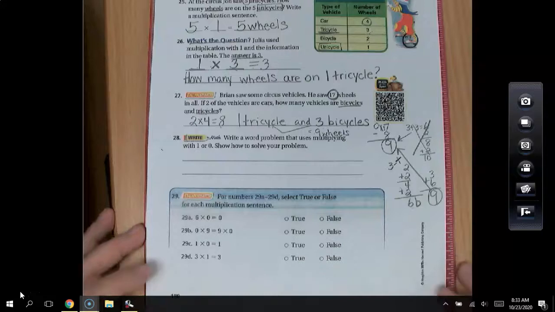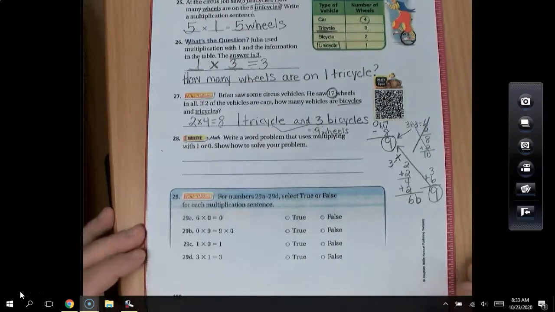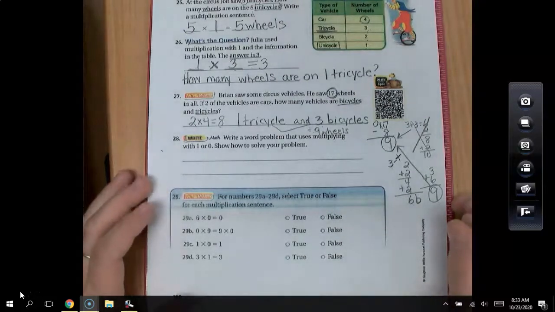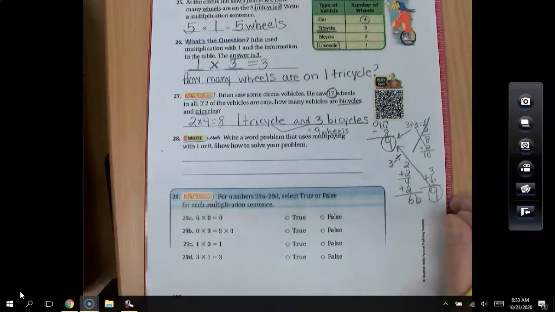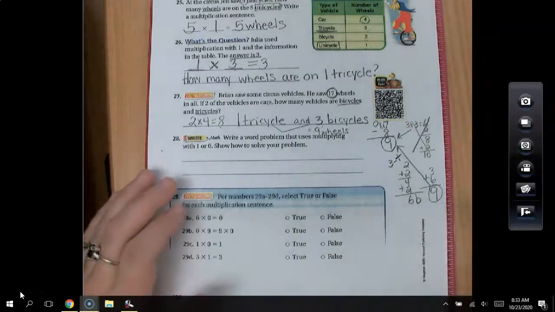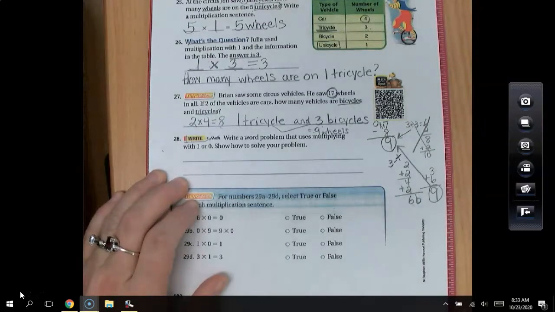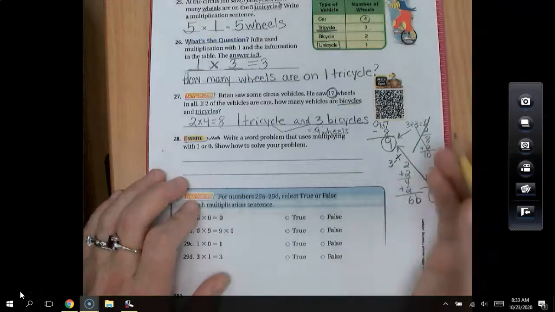Okay, our next one is 28. It says write a word problem that uses multiplying with 1 or 0. Show how to solve your problem. Well, let's come up with a problem. And it can be any problem, boys and girls. You don't have to do the same problem that I do as long as you show how it multiplies with 1 and 0.